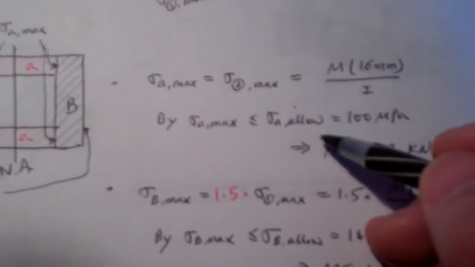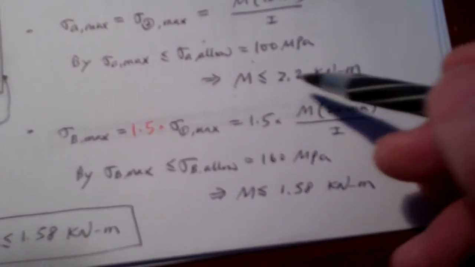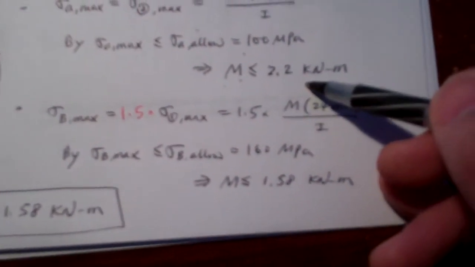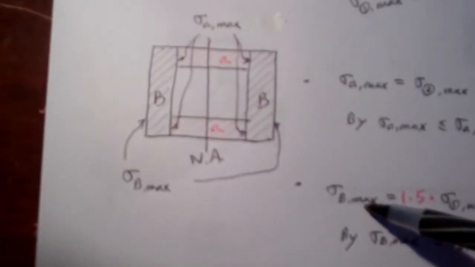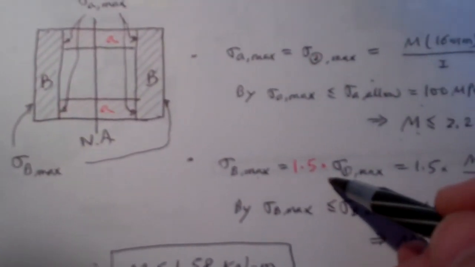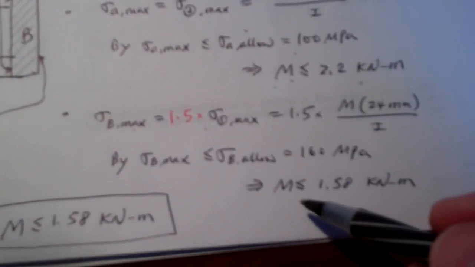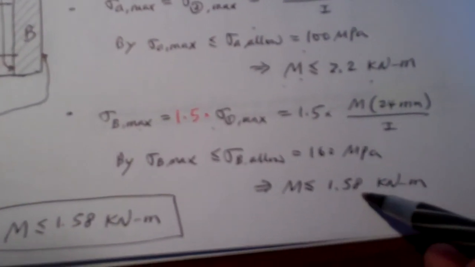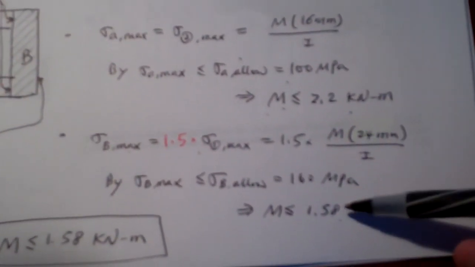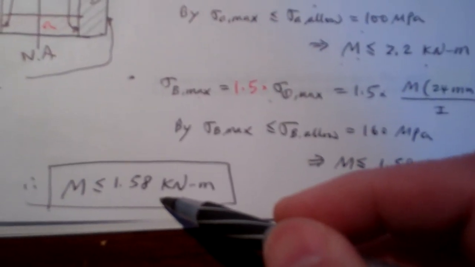For this design, we require it to be less than or equal to the allowable stress. So we put it in here and calculate the moment like this. For the brass, the stress is transformed from here to here, so we have to remember to apply the scaling factor 1.5. Then we calculate according to this criterion, M is less than or equal to this number. We compare the two values. The final answer should be the smaller one, which is 1.58 kilonewton meters.